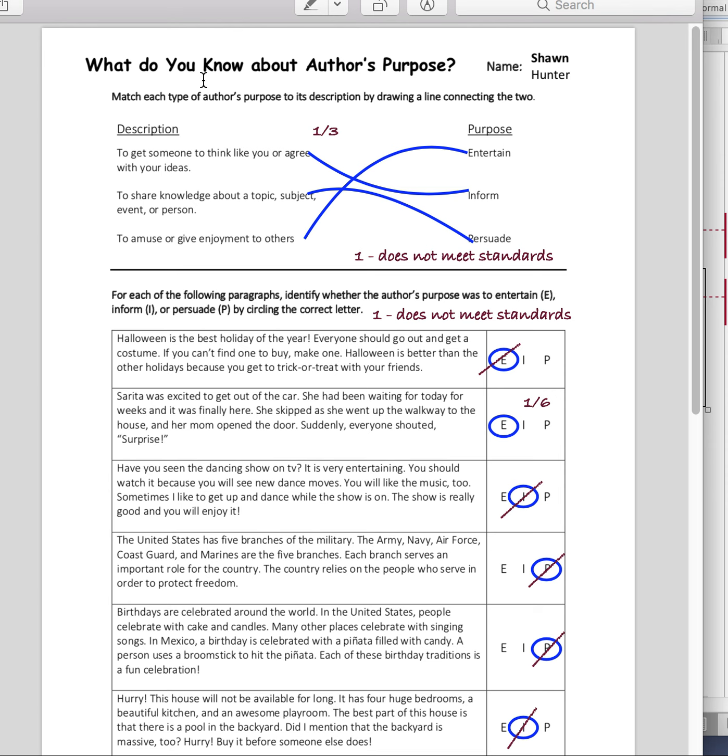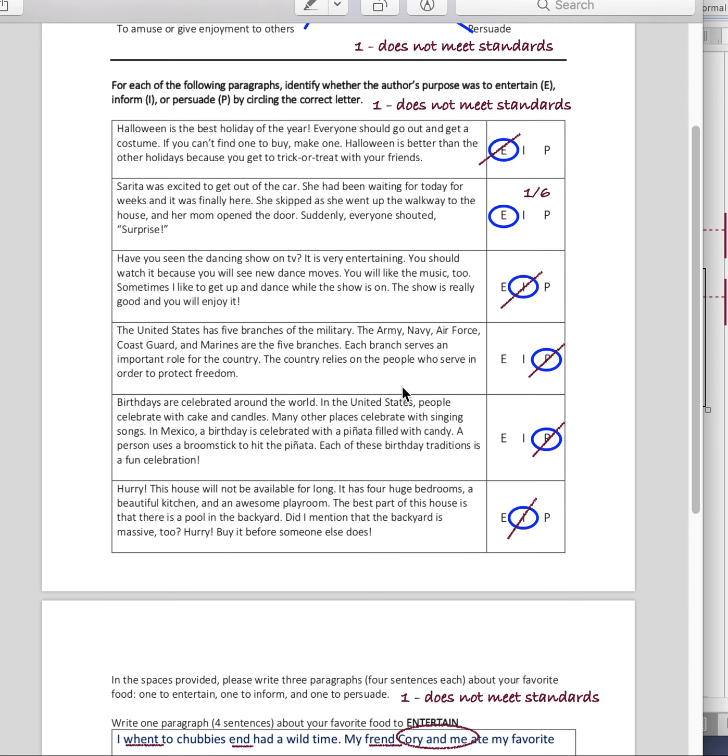Now, when I look at this assessment, objective 1 is represented on the top. There are 3 definitions, 3 terms. They just have to match them up. Sean, in this case, has informing and persuading mixed up. Entertaining is okay. When we look at the second section, which is looking at a paragraph and trying to identify what purpose it was written for, we're looking at Sean's, he only got 1 right. There's only 1 that's supposed to be entertaining.